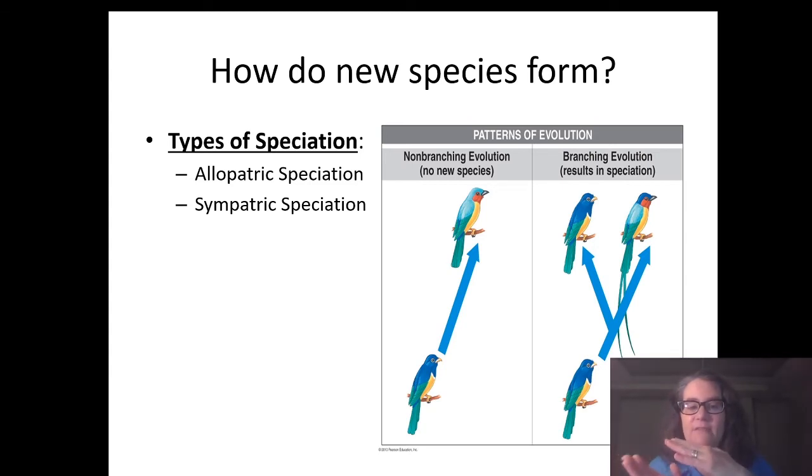Anytime you see this split in these trees, that's where a new species has formed, and that's where we get these speciation events occurring. Now, there are 2 ways that I want to talk about how we form new species: allopatric speciation and sympatric speciation, these 2 ways of having new species evolve over time on planet Earth's surface.